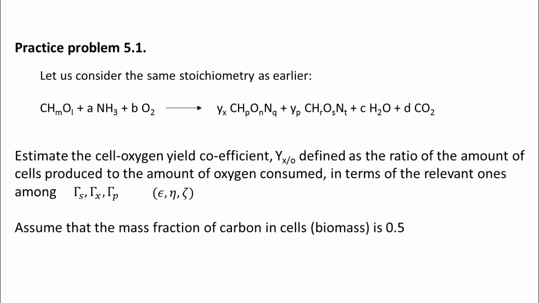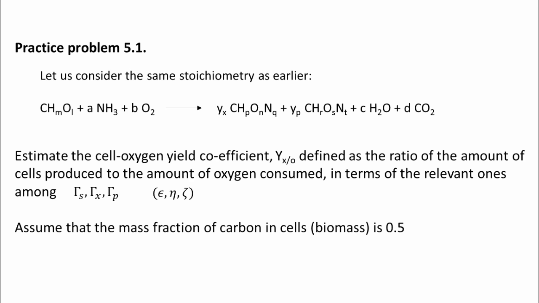Now let me assign this problem, and we can finish up this lecture here. When we come back, we will solve the problem in the next lecture. The practice problem 5.1 reads as, let us consider the same stoichiometry as earlier. It's reasonably general as long as ammonia is used as a nitrogen source and some carbohydrate is used as a carbon source, and it's aerobic. This is reasonably general. So CHmOl plus aNH3 plus bO2 giving you Yx CHpOnNq plus Yp CHrOsNt plus cH2O plus dCO2.